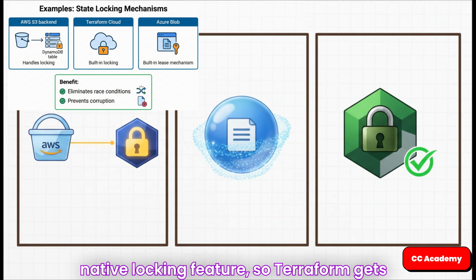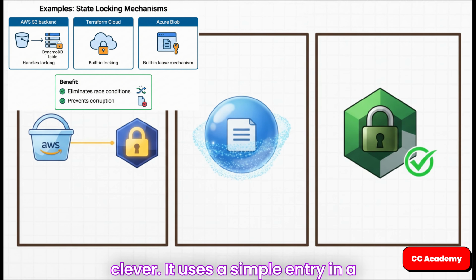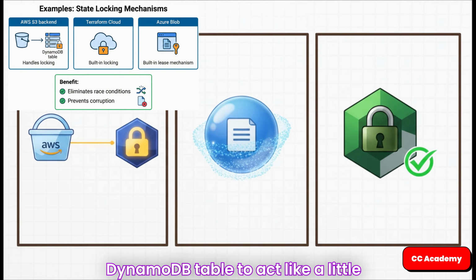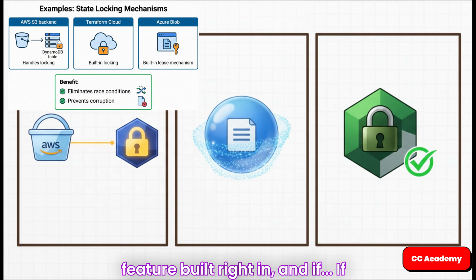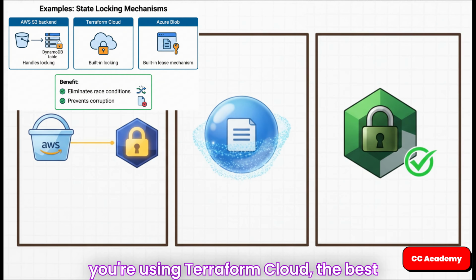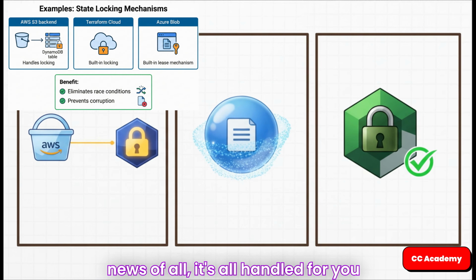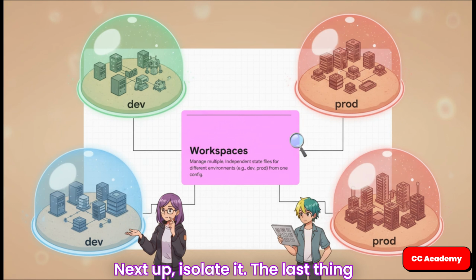S3 itself doesn't have a native locking feature. So Terraform gets clever. It uses a simple entry in a DynamoDB table to act like a little check-in, check-out sheet. Other backends, like Azure, have a locking feature built right in. And if you're using Terraform Cloud, the best news of all, it's all handled for you, automatically. No extra setup needed.